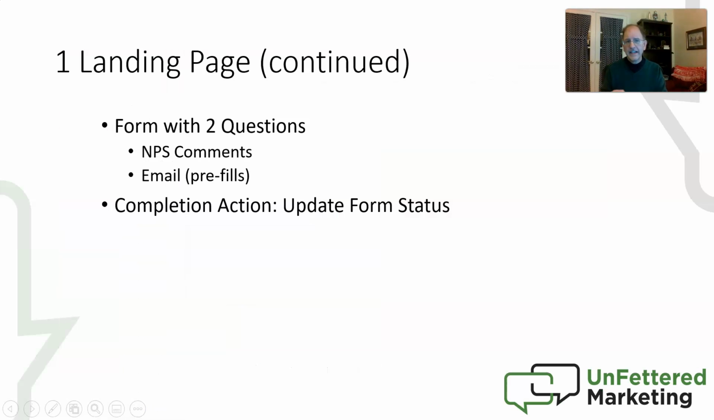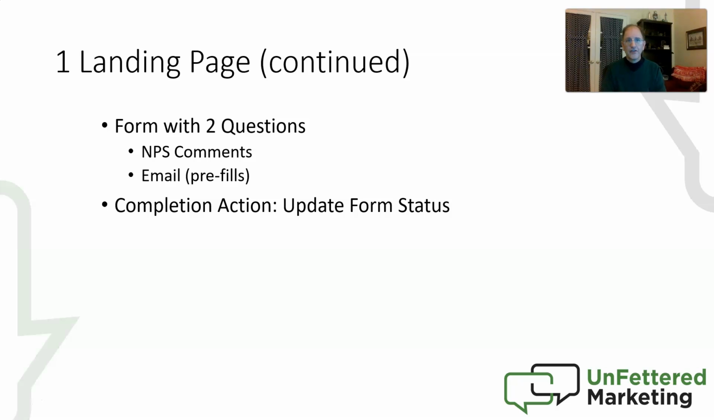All right, so back to that landing page. So the form has those two questions in it again, the NPS comments and the email. And the completion action on this one is you might want to update the campaign status again for the form that says they completed the NPS. They gave some comments. So that's another reason to use that completion action. And it can be, again, you only need one here because you're sending all the custom redirects to the same form. So you just need to set a completion action on this one once, update the form status.